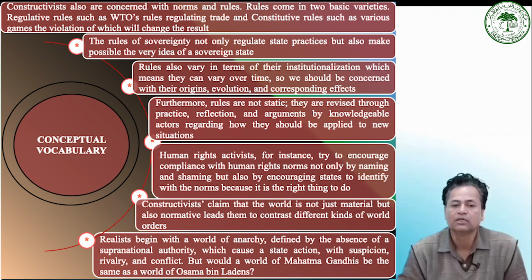Human rights activists, for instance, try to encourage compliance with human rights norms, not only by naming and shaming those who violate these rules. They also encourage states to identify with the norms because it is the right thing to do. So if you take the example of human rights organizations like Amnesty International and others, they not only try to make states comply with human rights norms through naming and shaming, they also try that more and more states should, out of their consent, implement those human rights laws, conform their domestic political system to the international standard practices on human rights, and that shows that norms, once they are accepted, are not permanent, they will not remain unchanged, rather they change from time to time.